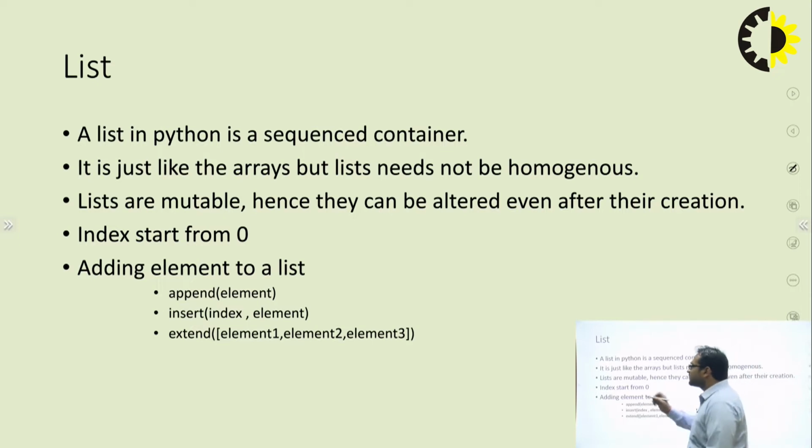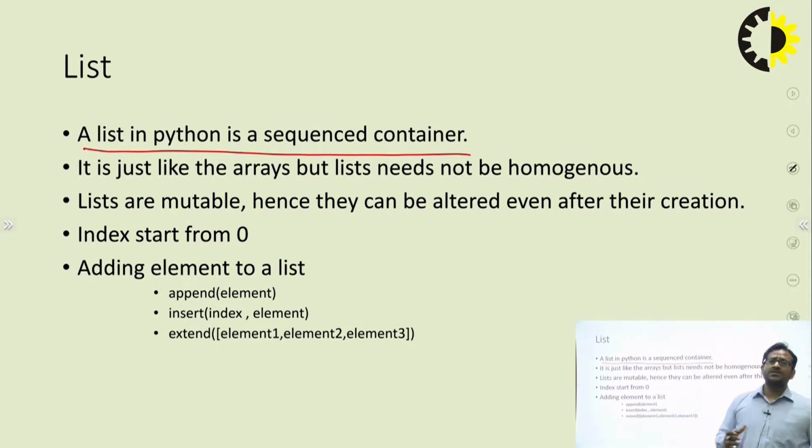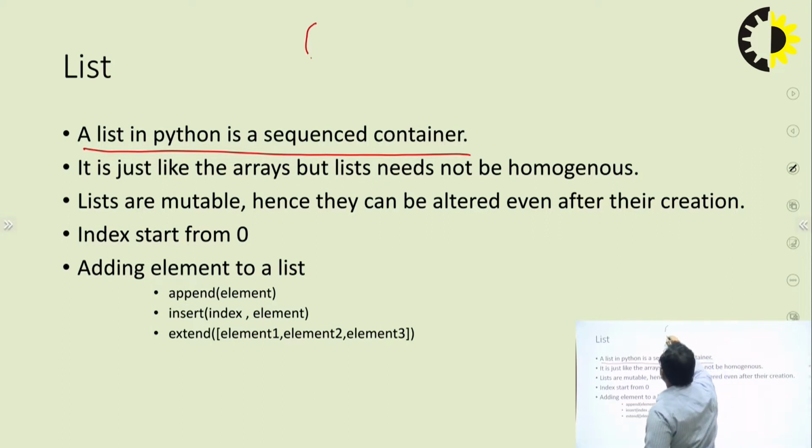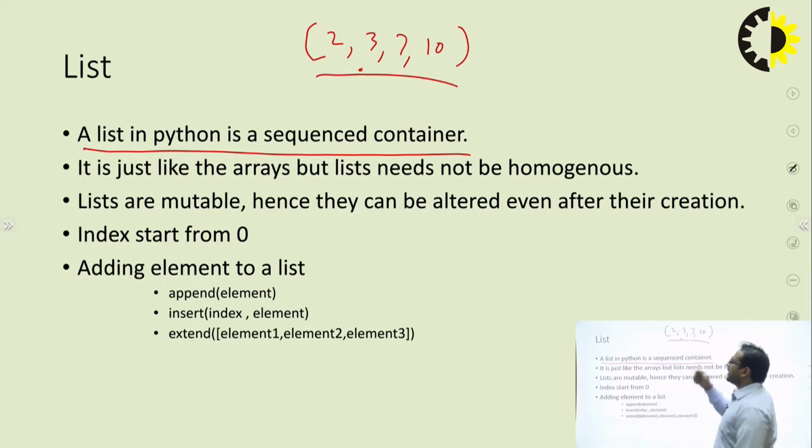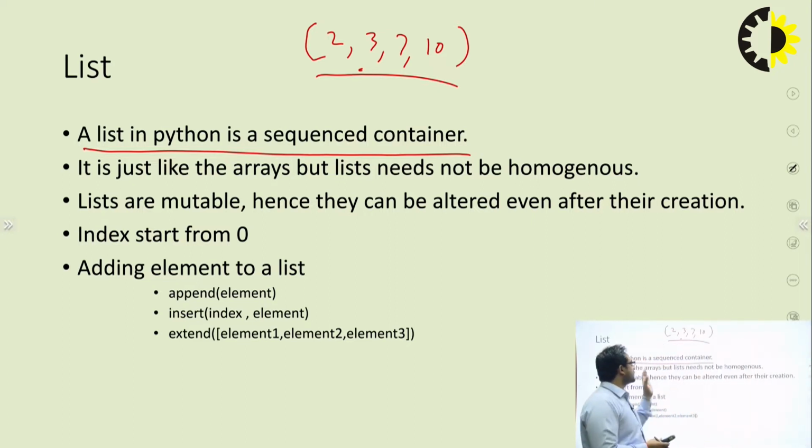So what is a list? A list in Python is a sequence container. It contains data in a sequence manner, right? Just like an array. So what is an array? An array is basically a collection of data. Suppose I have some data like 2, 3, 7, 10, stored in a sequence manner. Okay. So similarly in Python, a list stores the data in a sequence manner.